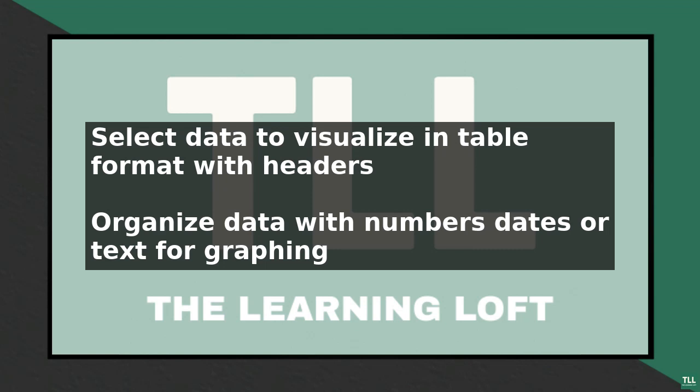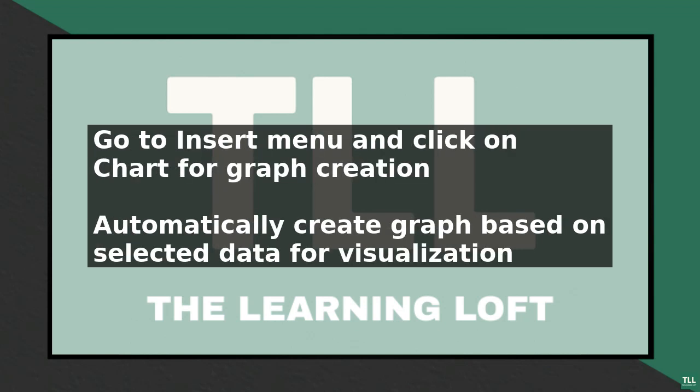You can then customize your graph by clicking on the 3 vertical dots at the top right corner of the chart and selecting Advanced Edit. This will open the chart editor, where you can change the type of graph, add titles and labels, and modify the appearance of the chart.